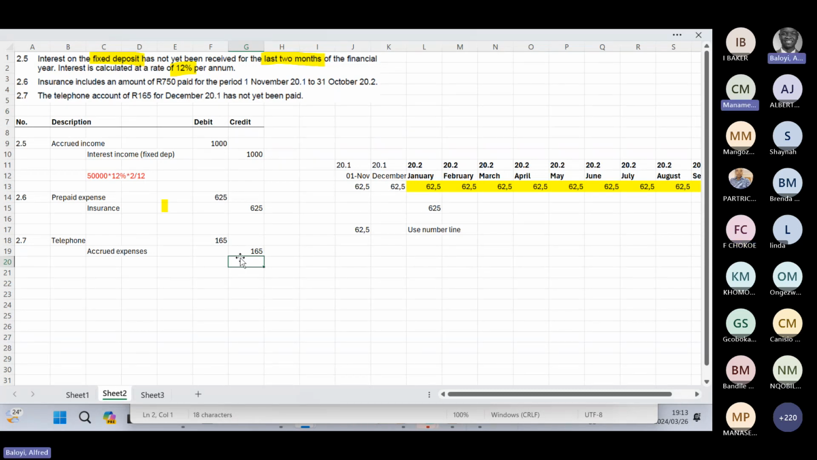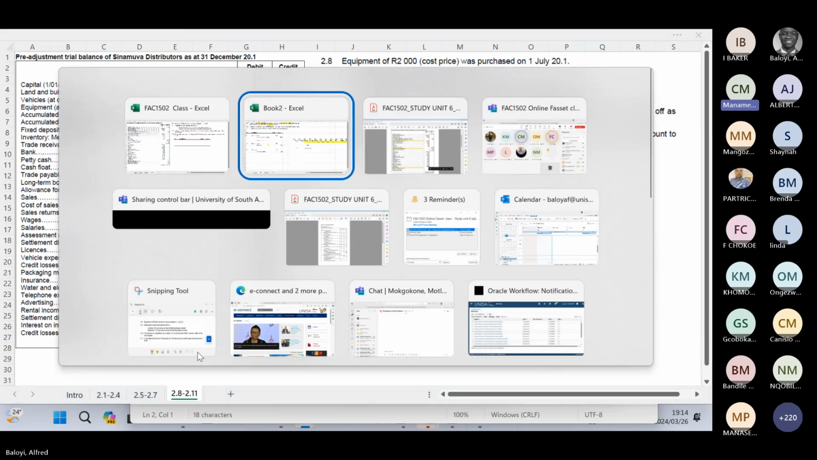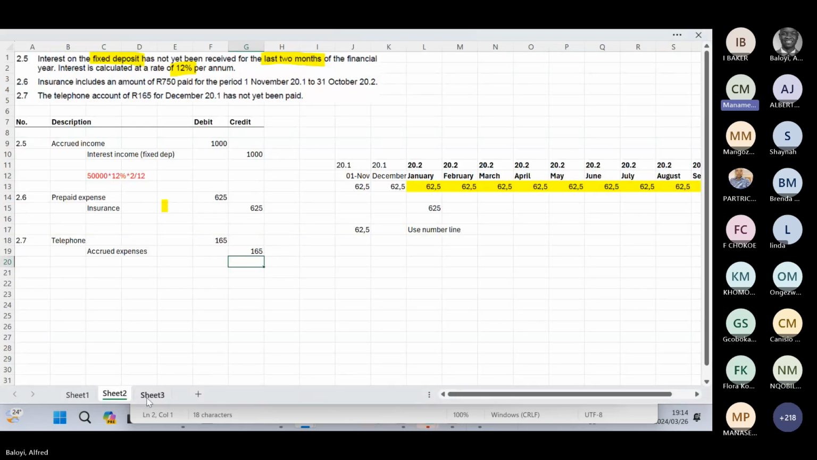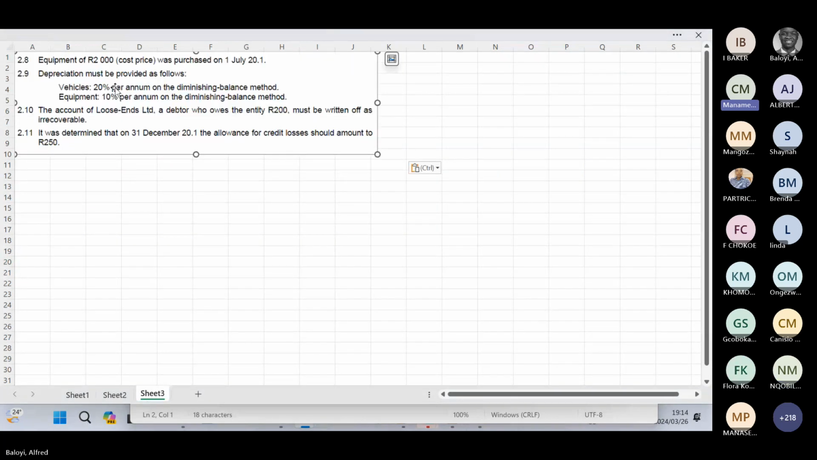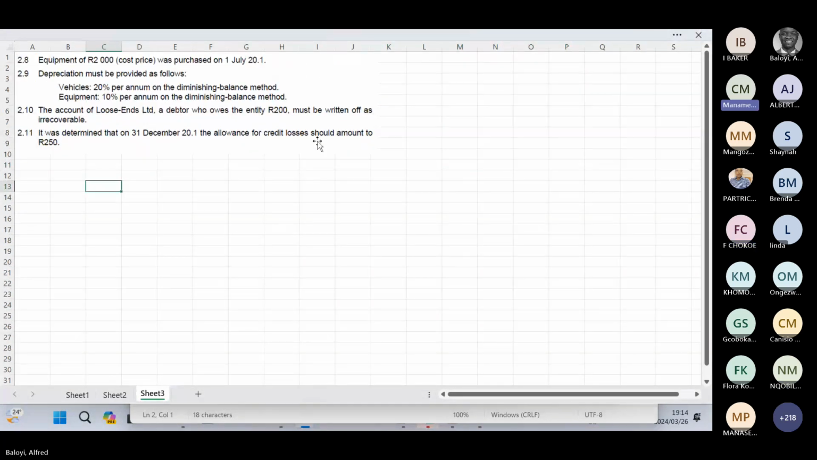Okay, we'll do that after the class. Can Mr. Alfred continue? Chokwe, we will come back to you. Thank you for raising that, and we'll make sure that we help you so that you don't fall behind. So, Mr. Alfred, you can continue. Okay, so we'll go to 2.8.